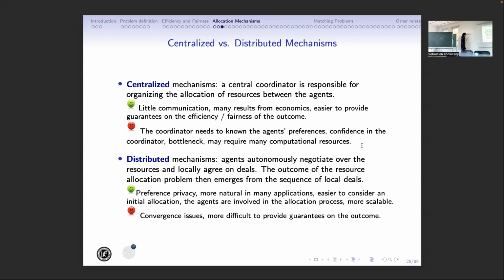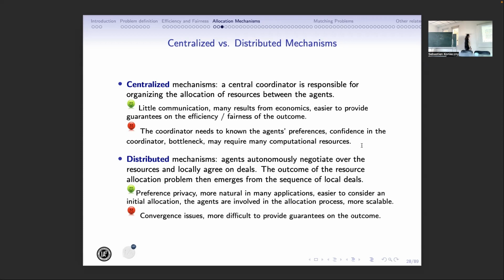So it needs to communicate the preferences. And so I say there is little communication because we assume that once the preferences are communicated, the coordinator won't have to communicate with the agents. He only has to execute the mechanism. So why would we like to use a centralized mechanism?